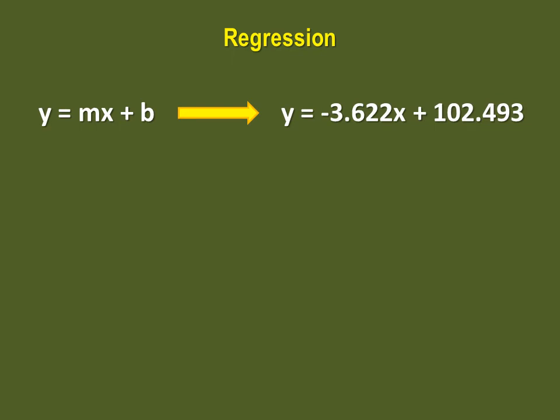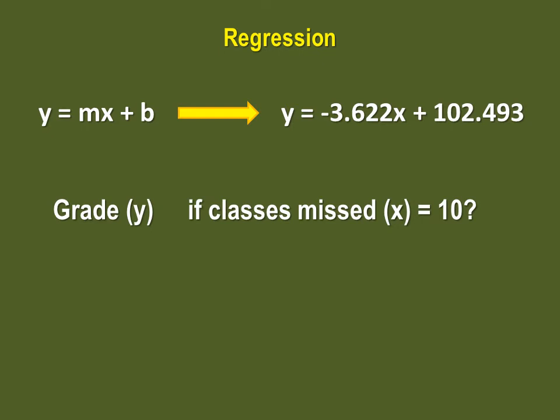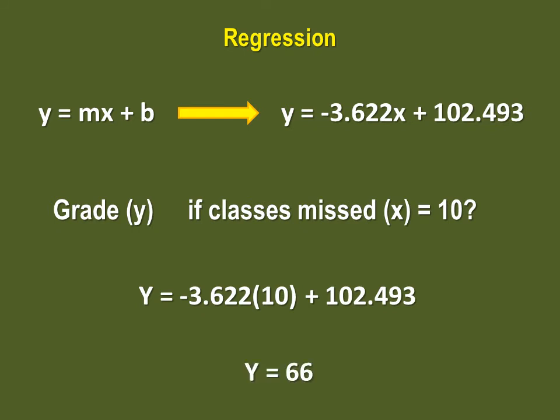This means we're ready to start doing some predictions. For example, what grade, the y value, would a student get if she missed 10 classes, x value? All we have to do is plug the numbers in the equation and solve for y, which would give us 66. Note that the end result is rounded to the same degree as the original data.